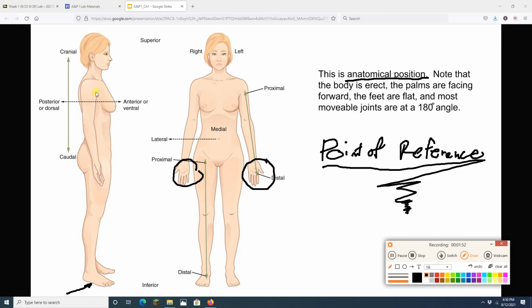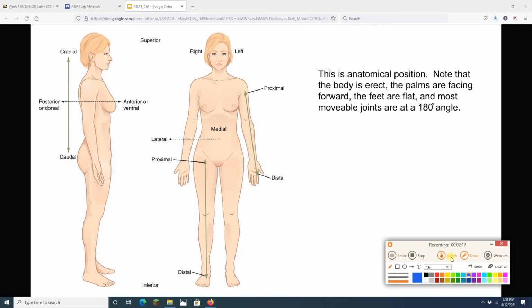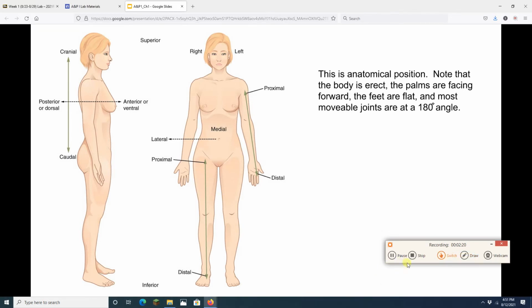Most of her joints are at a 180-degree angle. You see her elbow, her wrist, her finger joints there, her hip joint, her knee joint. One joint that's not at 180 is the good old ankle joint. So most of her joints are at a 180-degree angle. So this is anatomical position. Always think about this when we're doing A&P type discussions.